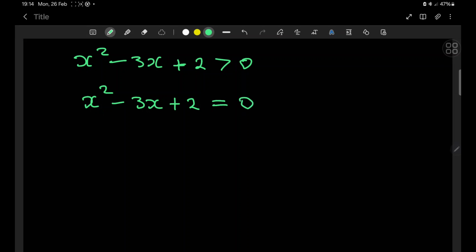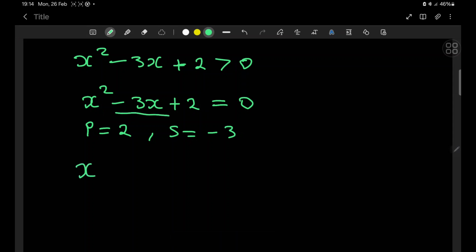We can use the product sum or the quadratic formula, but let's use the product sum method. If you look at this expression, our product is 2 and our sum is -3. So we look for two numbers that multiply to give +2 and add to give -3. That is -1 and -2. So we'll replace them in our sum.